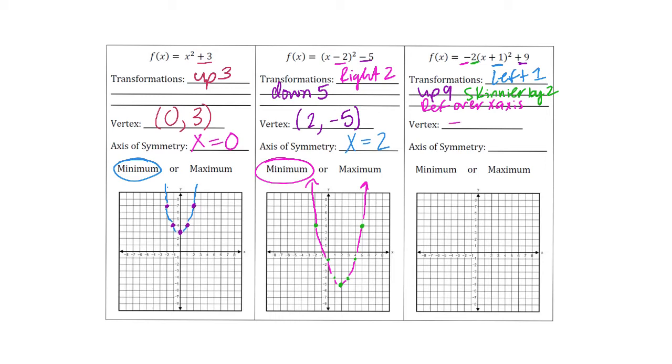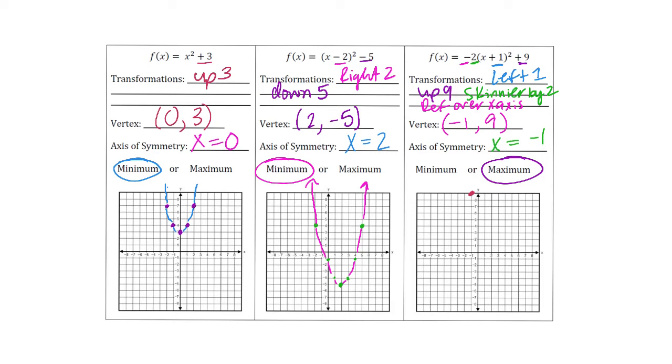The vertex is going to be -1, 9, because I moved left 1 and up 9. My axis of symmetry, yet again, not affected, so it's x equals -1. But because this opens down, because we reflected it down, it does have a maximum. All right, this is where it's going to be affected for all these things that we did. So, very first thing you want to do is go ahead and draw on your vertex at -1, +9.